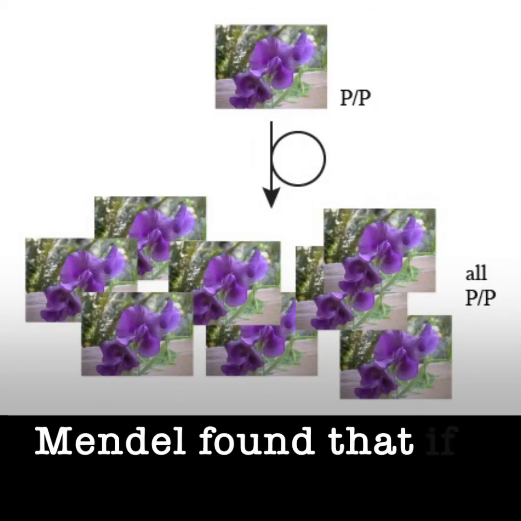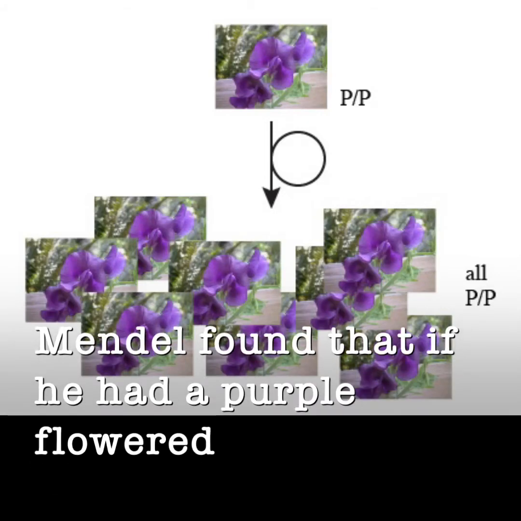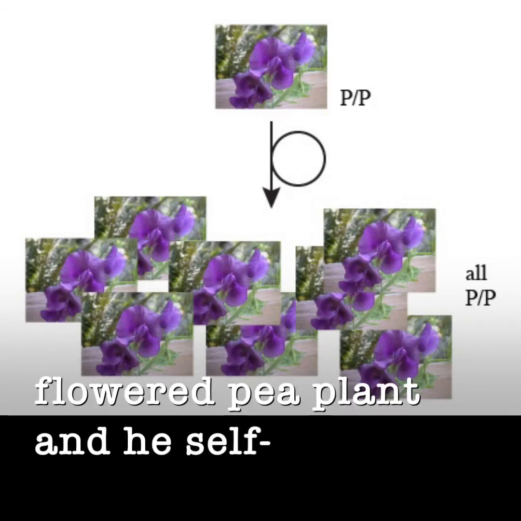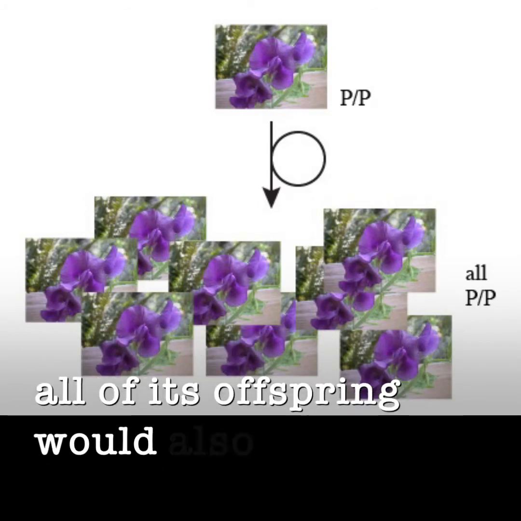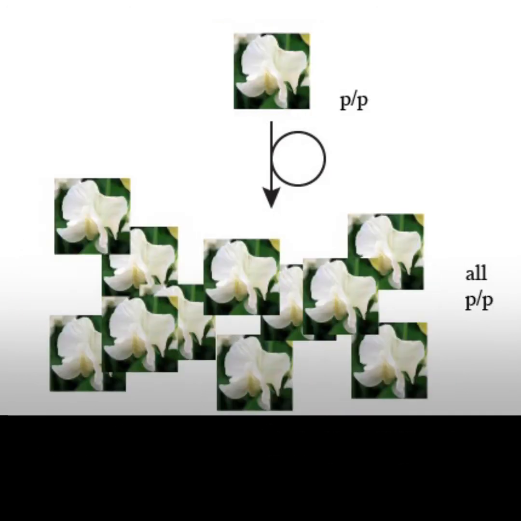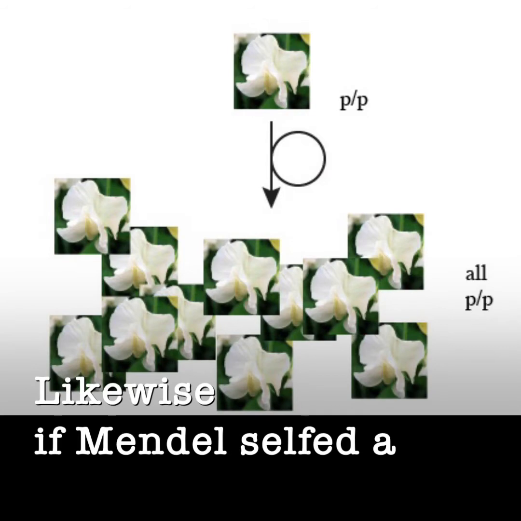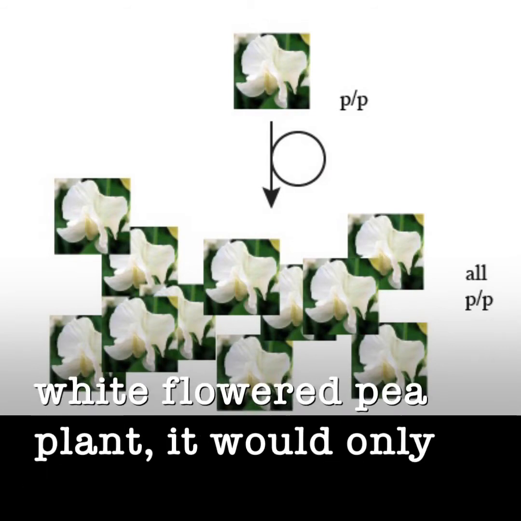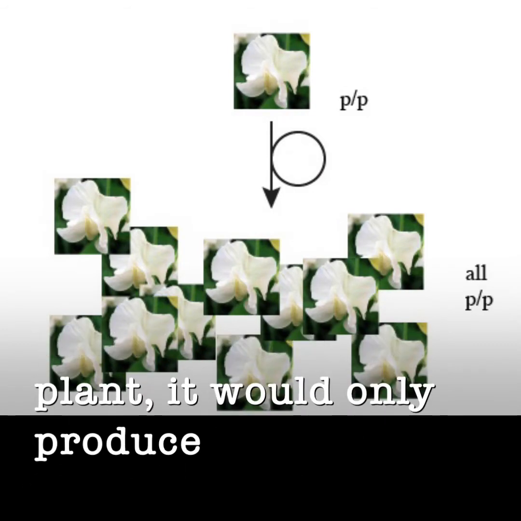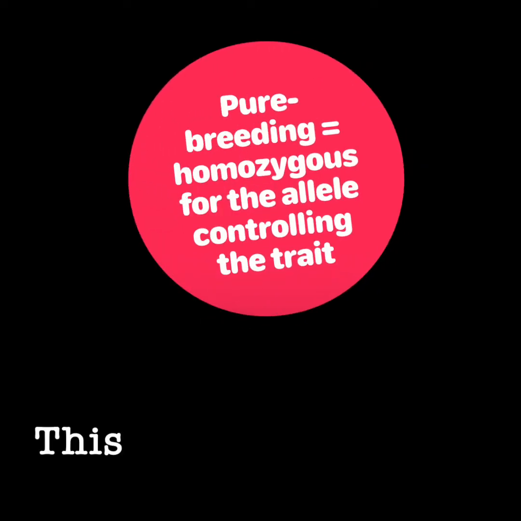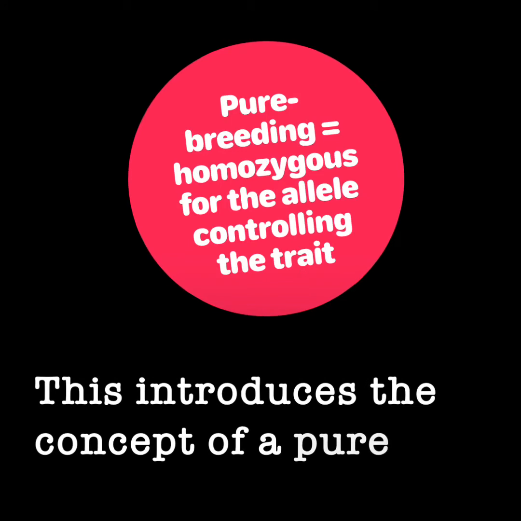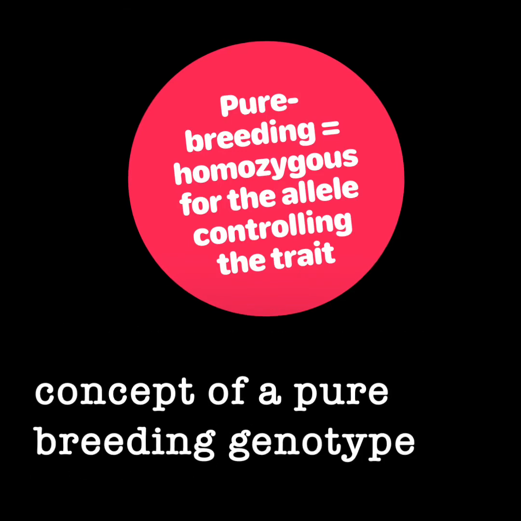Mendel found that if he had a purple flowered pea plant and he self-fertilized it, all of its offspring would also be purple. Likewise, if Mendel selfed a white-flowered pea plant, it would only produce white-flowered peas. This introduces the concept of a pure breeding genotype.